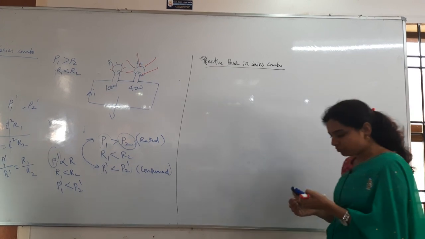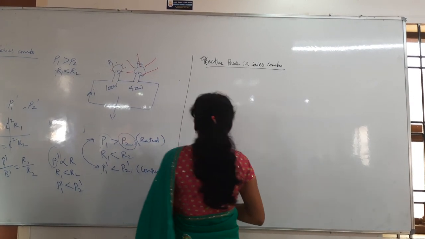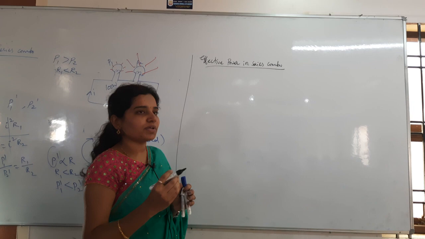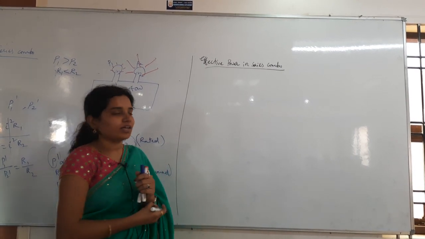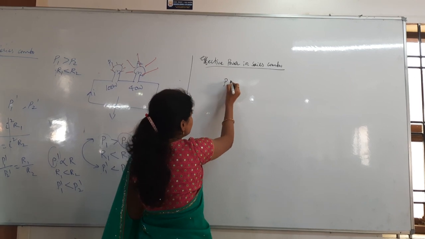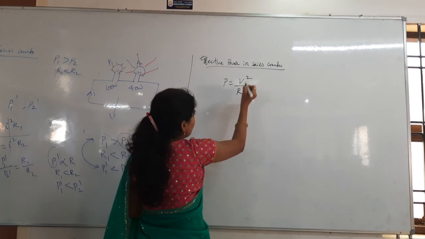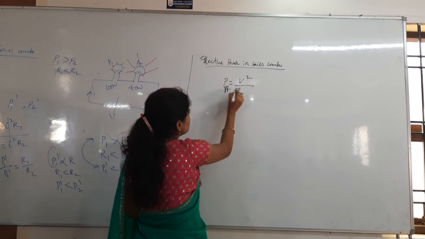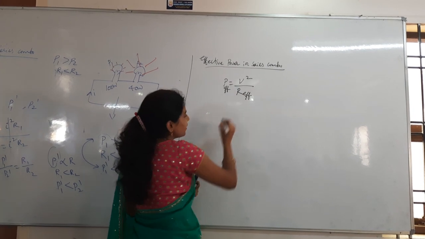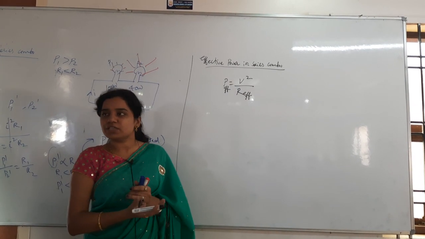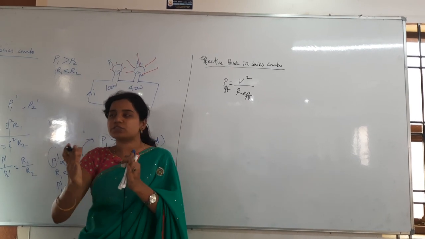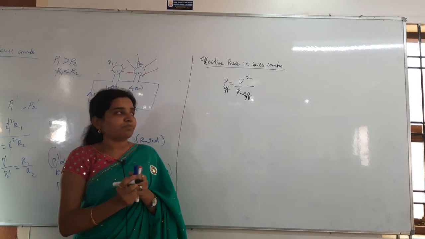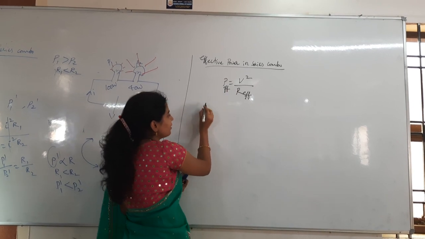To calculate the effective power in terms of resistance, I keep the same voltage. Two bulbs of the same voltage I have taken. At that time, what is the power formula for us? P is equal to V square by R. Now P effective is equal to V square by R effective, of course. Why? Because V is constant. The first bulb has 220 volts, and the second bulb also has 220 volts. Then P effective is equal to V square by R effective.